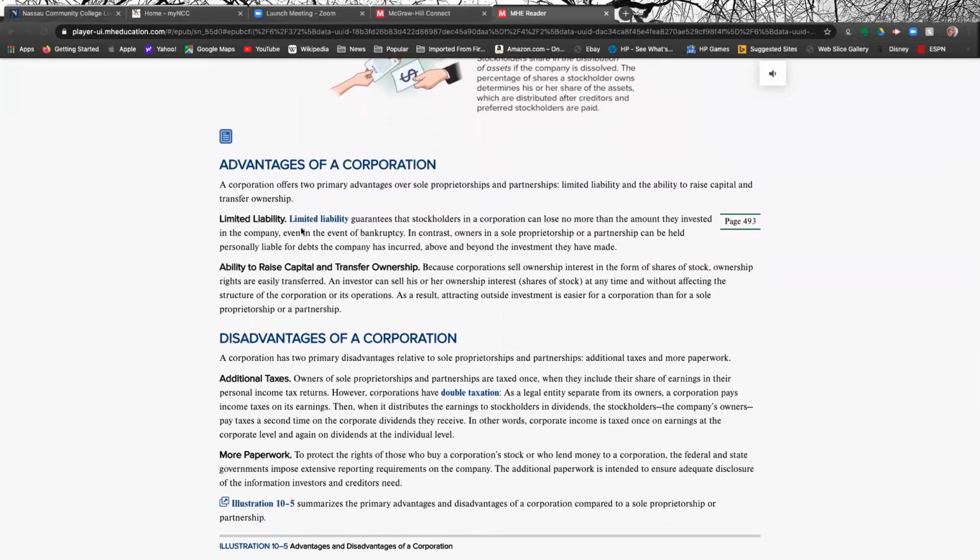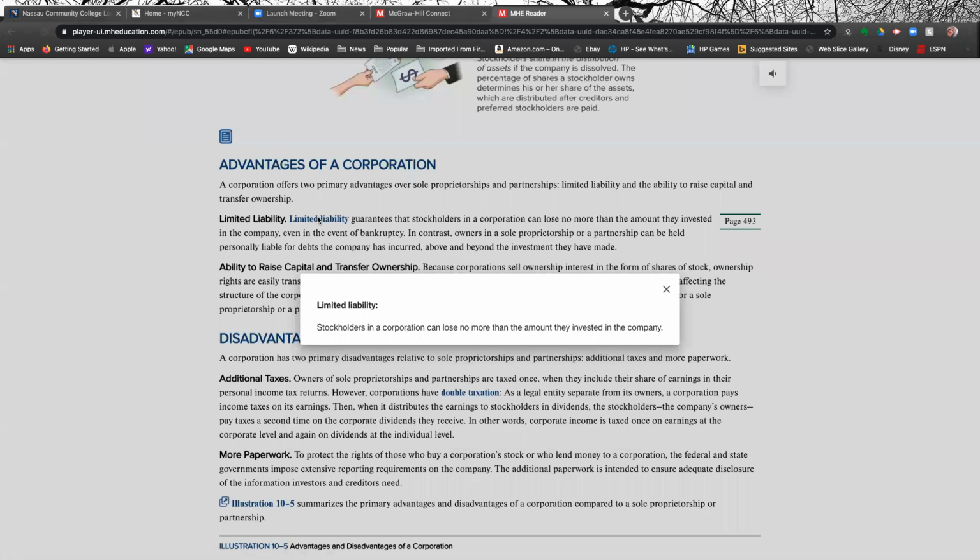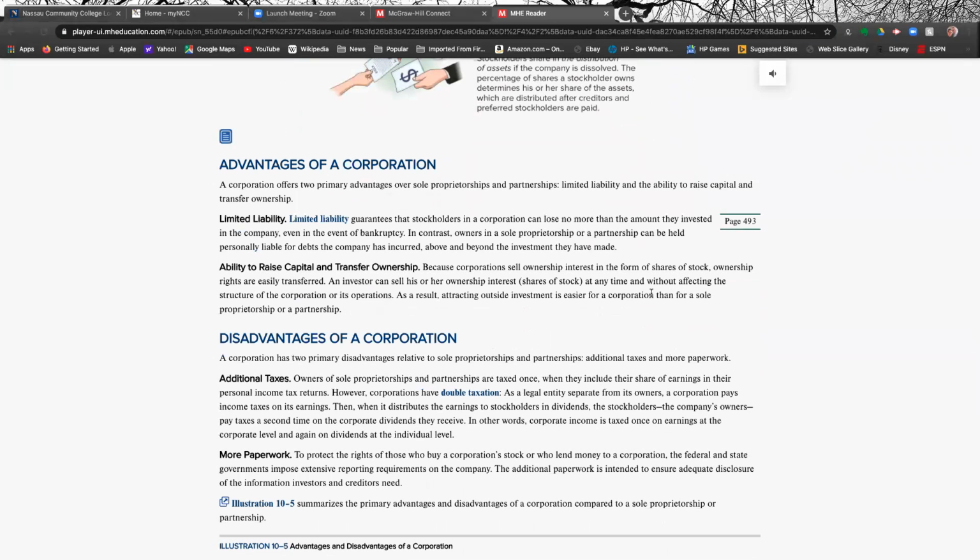The main advantage of a corporation is this thing called limited liability. Limited liability is the definition: stockholders can lose no more than they have invested in the company. Corporations also have the ability to raise capital by selling shares of stock. And it's easy to transfer ownership. If you don't want to own your stock anymore, you just sell it, call up your stockbroker and sell it, or go online in your online account and sell it, and you get your money in a matter of days.